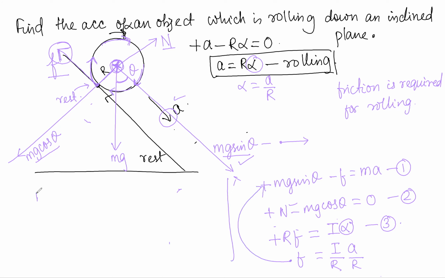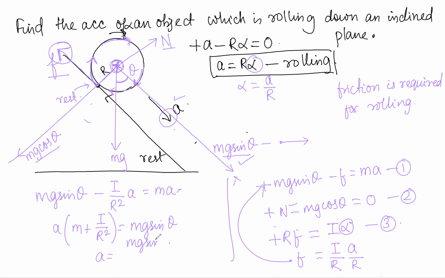So writing on the left side, mg sine theta minus, instead of F, you write I divided by R square into A is equal to MA. Or A into m plus I by r square is equal to mg sine theta. So what is the value of A? A is equal to mg sine theta divided by m plus I by r square. So whenever an object is rolling down an inclined plane, the acceleration of that object is given by mg sine theta divided by m plus I divided by r square.